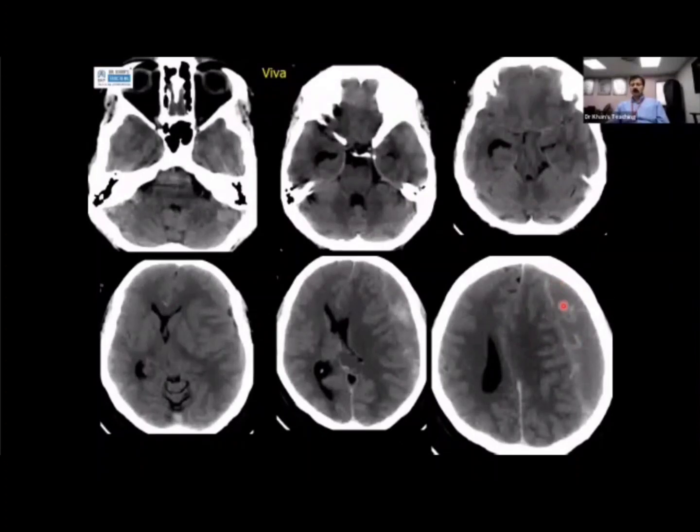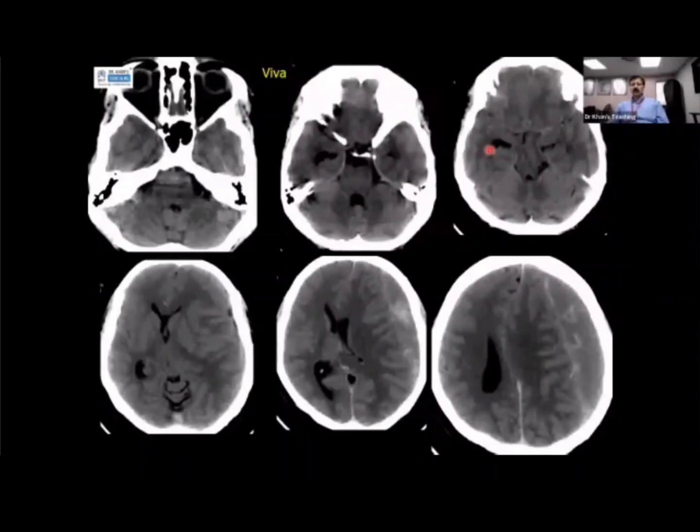So I'm just going through that terminology. There is an acute over chronic subdural hematoma on the left side in the frontal and parietal region, which is causing significant mass effect. Midline shift to the contralateral side. There is effacement of the lateral ventricle on the ipsilateral side, while there is dilatation of the lateral ventricle, particularly the temporal horn, on the contralateral side. This is the description of the subfalcine herniation.